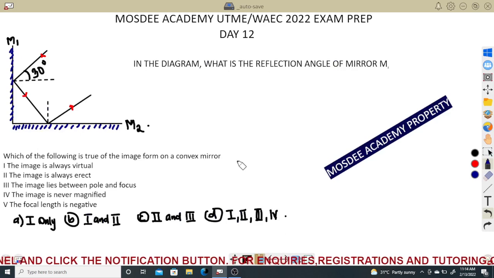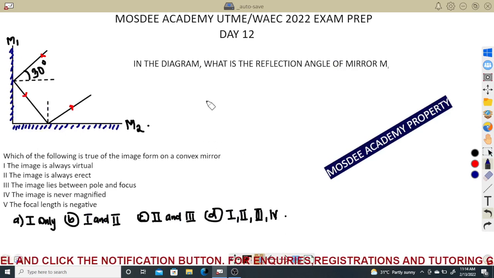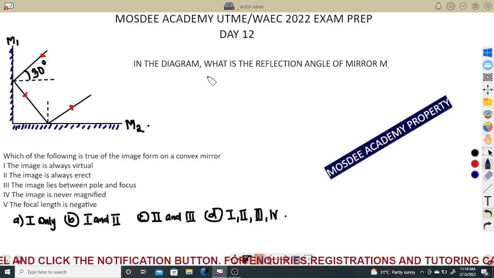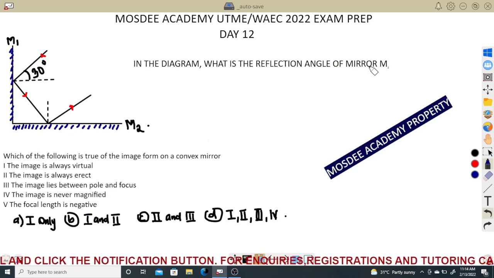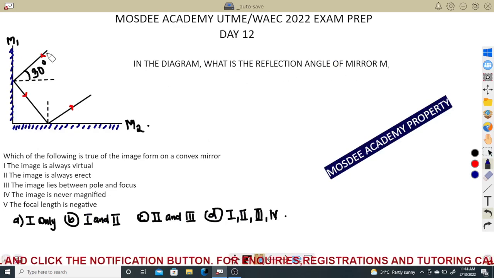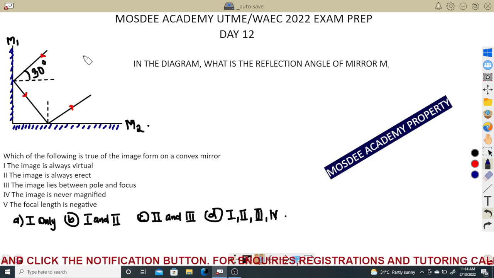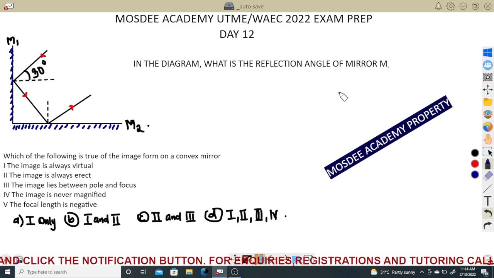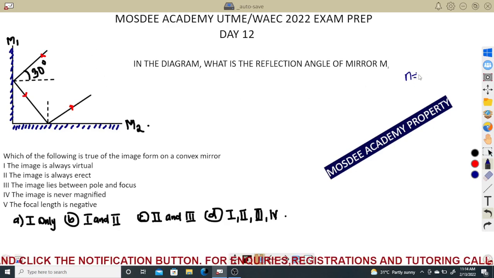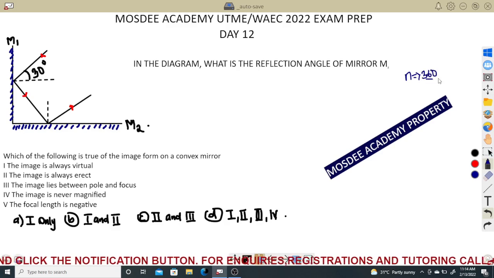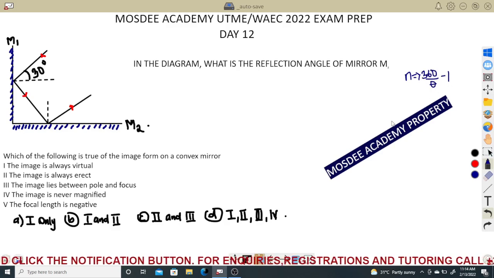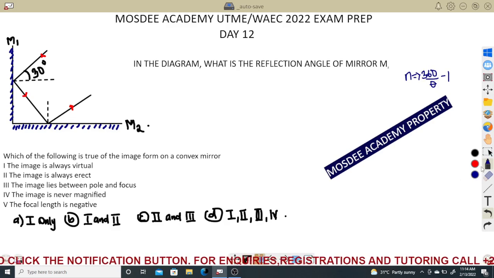Number 9 and number 10. Wow. Number 9, we have in the diagram, what is the reflection angle of mirror M2? As we have multiple mirrors, we have multiple images. That is what gives us the formula I told you the other time. Number of images is 360 over theta minus 1. But I think here we want to do a little bit of geometry. So let's try and do the geometry well so that we can see.